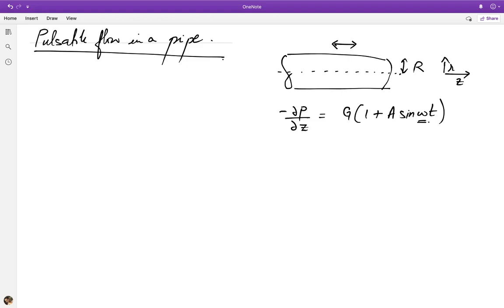So if a is 0, or alternatively if omega is 0, so if we have no oscillatory component, then we will simply have steady Poiseuille flow through a pipe, which, as you know, has a parabolic form in the radial coordinate. This is one of the first problems that we solve in fluid mechanics. So today we are going to look at how we can understand the physics of the problem when we have an oscillatory component added to the driving pressure gradient.